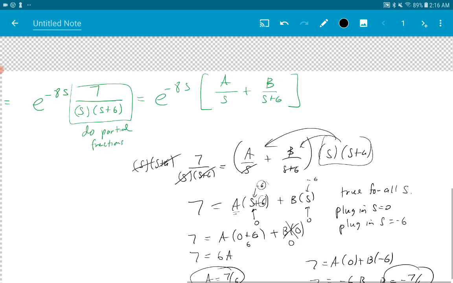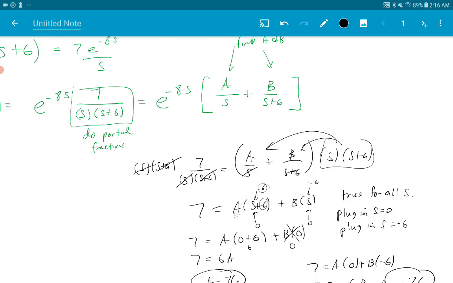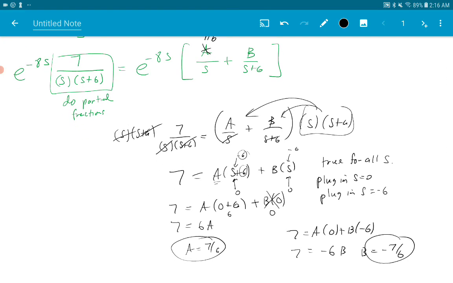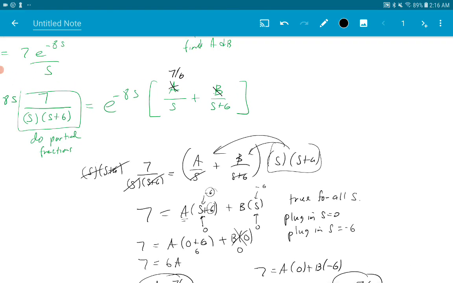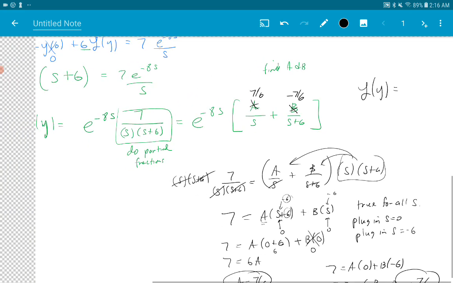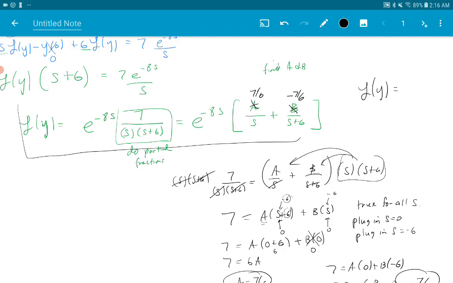Let's write those values up here. Let me erase some of this. So it looks like now I can say a was 7/6, right? And b was negative 7/6. Okay, so I've got this. I've got the Laplace transform of y, right? That's what this is all equal to, right here.